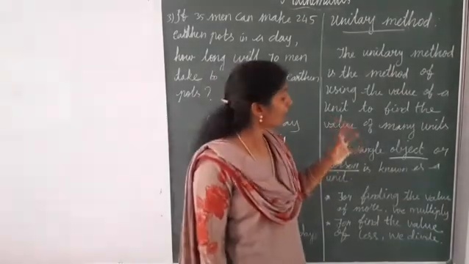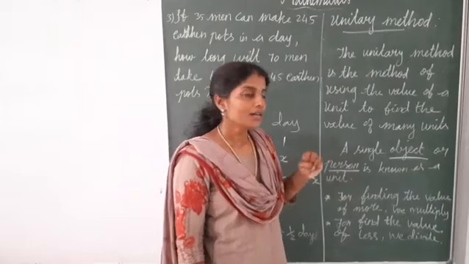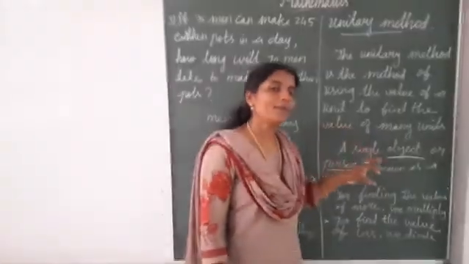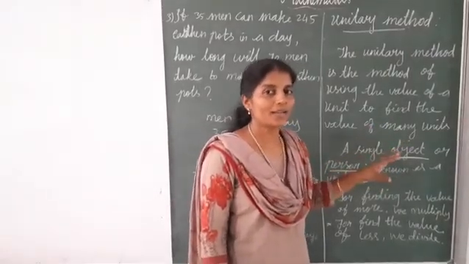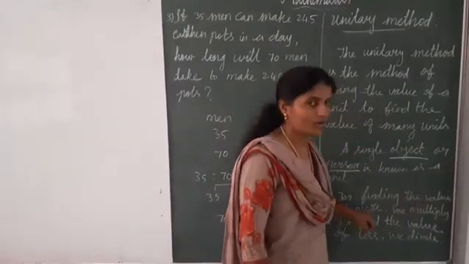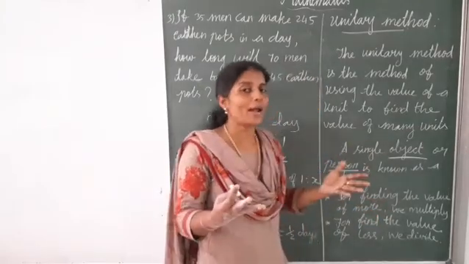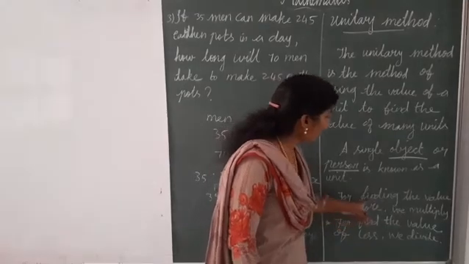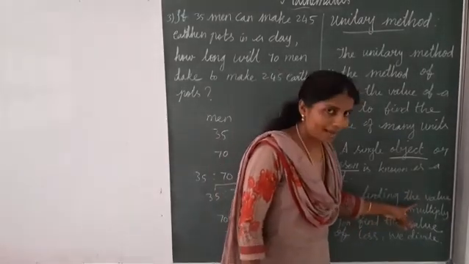Cost of 5 apples is equal to? Cost of 1 apple is 5 rupees. Cost of 5 apples is equal to 5 5s are 25. We can multiply, isn't it? For finding the value of more, they have given the cost of 1 apple. We want to find more apples, 5 apples. So we can multiply. For finding the value of more, we multiply.